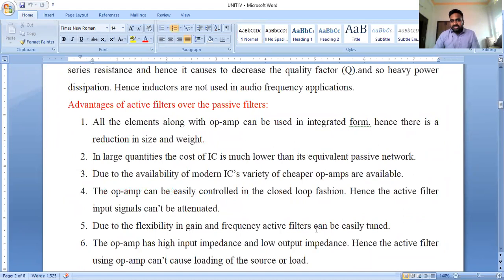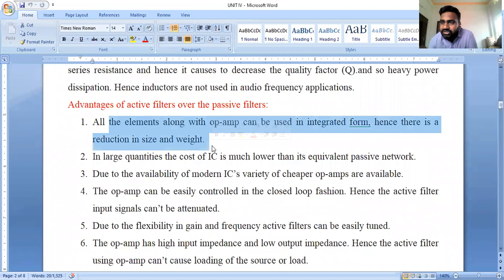If we go on to the next level, we will discuss the advantages of active filters over passive filters. So what are the advantages of active filters when compared to passive filters? Here, active filters use, other than the passive elements, resistors and capacitors, transistors and operational amplifiers. What will happen is the entire filter will be in an integrated form. That means the size and weight are reduced.